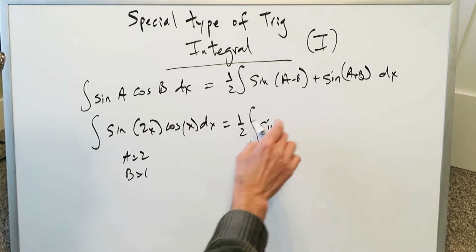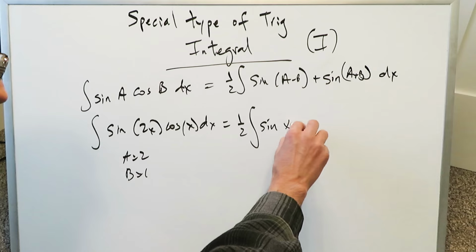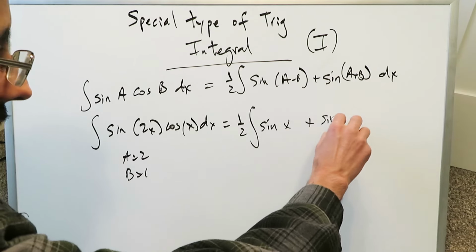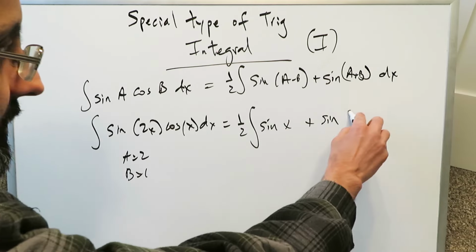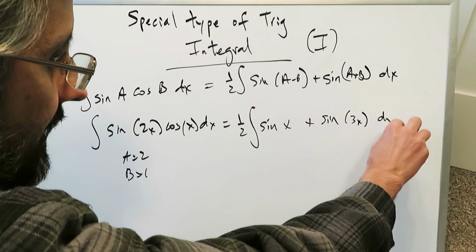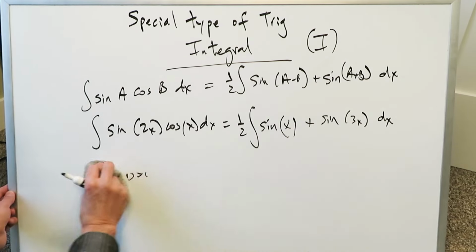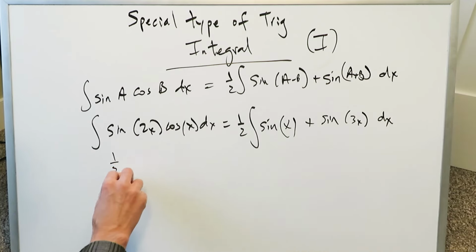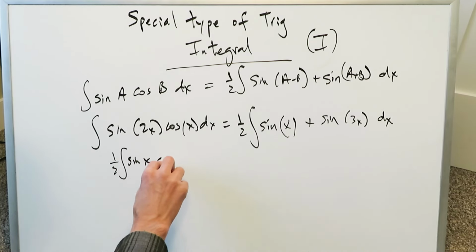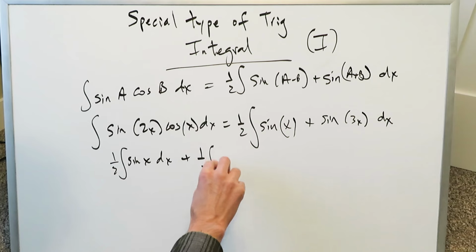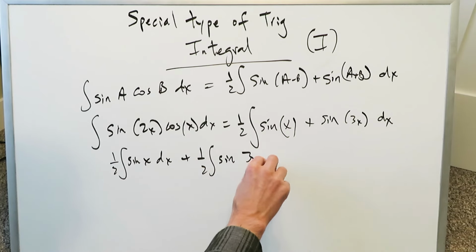You'll have a sine of a minus b, 2 minus 1, which is x, plus sine of a plus b, 2 plus 1, which is 3x, and then dx, and that guides you to completion. You can do separation of everything over here: 1 over 2 integral sine x dx plus 1 over 2 integral sine 3x dx.